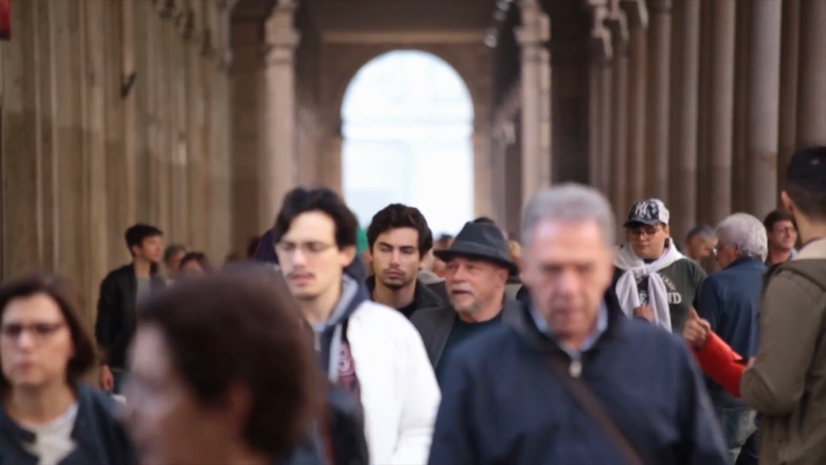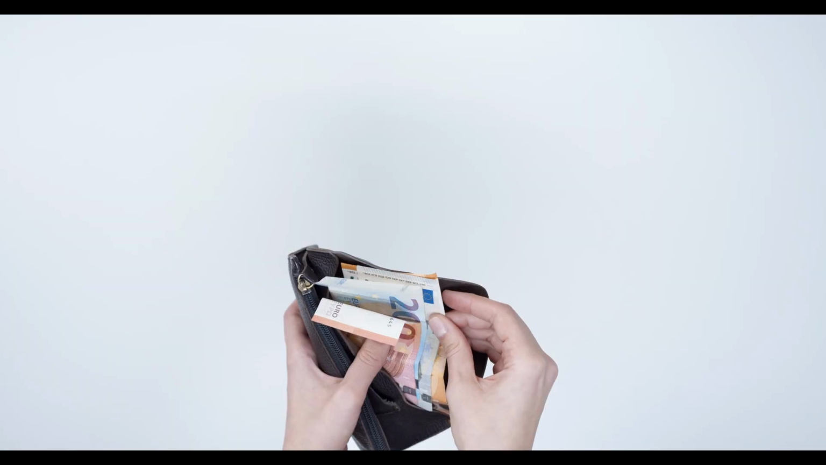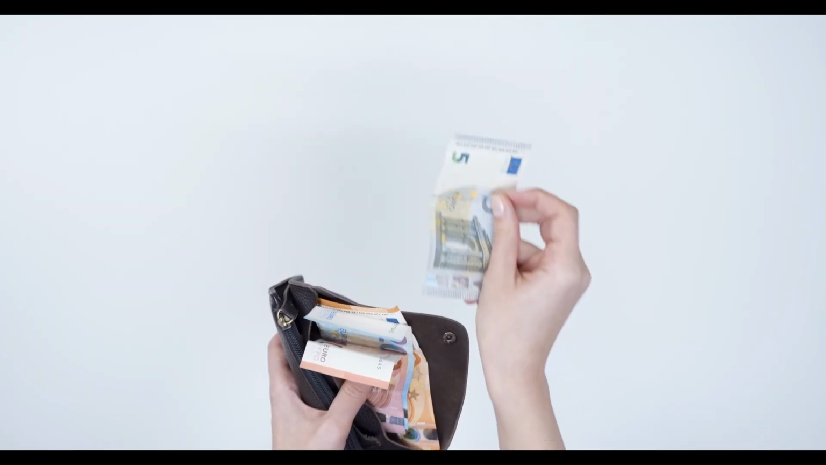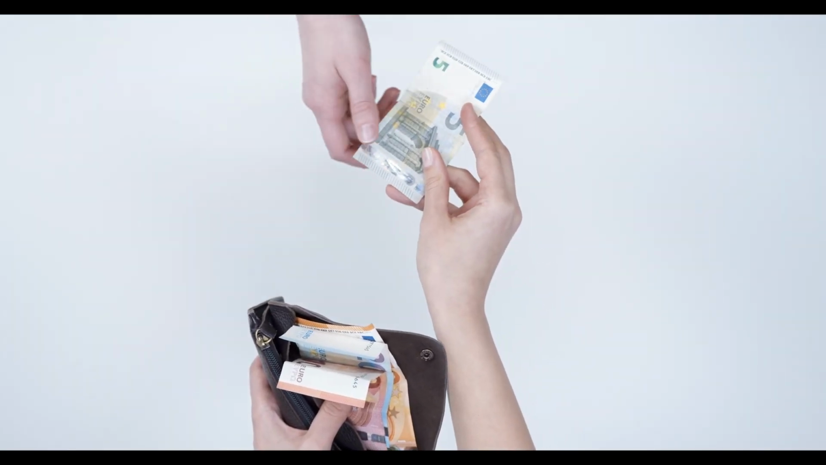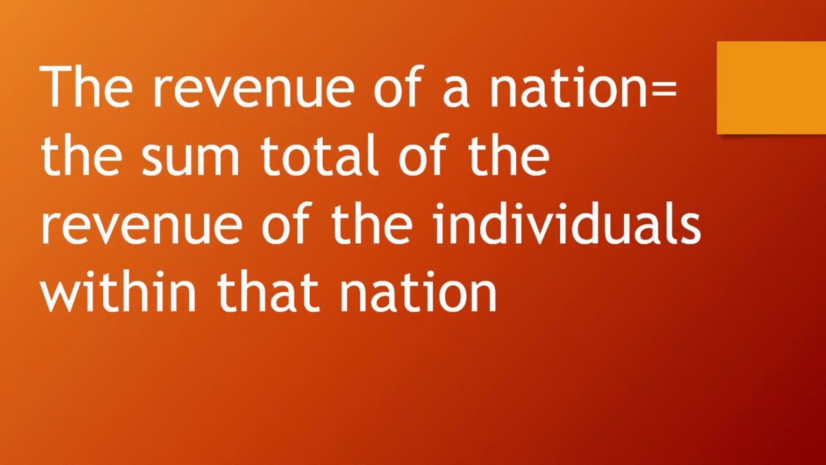The revenue of a society is much greater than the amount of money in circulation, because each individual coin or note will change hands many times, and each time it will add to the individual's revenue and to society's revenue as a whole, since society's revenue consists of the sum total of the individual revenues within it.